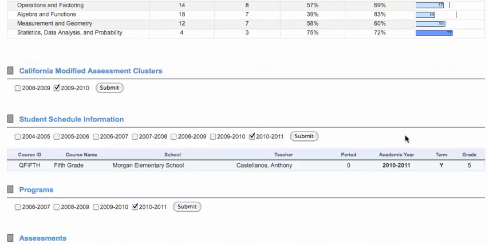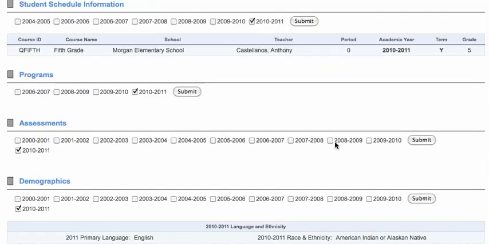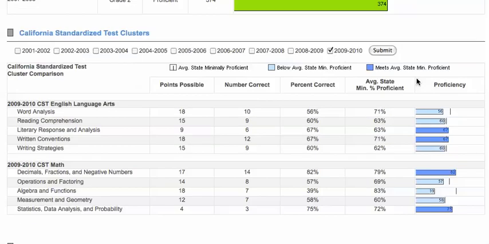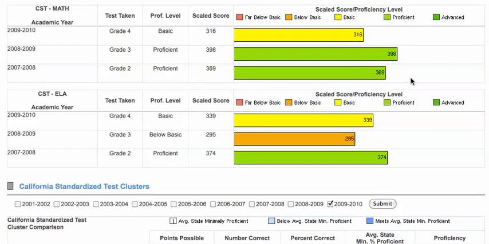This particular report then could be printed out, and you can work with the parents on it so they can see how she did, so that she can have some goals coming into the next year. So that's what we look at when we're working with individual students and breaking out their reports.